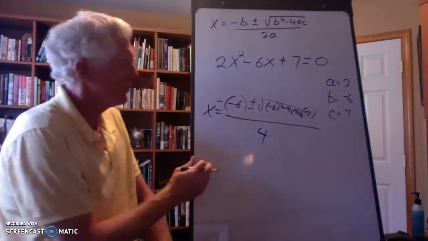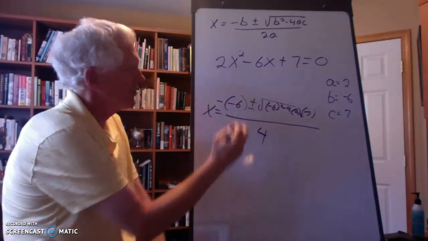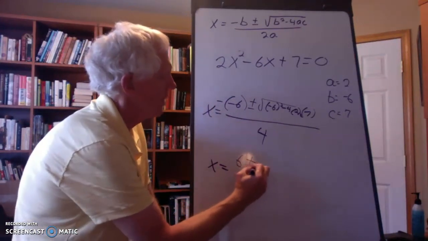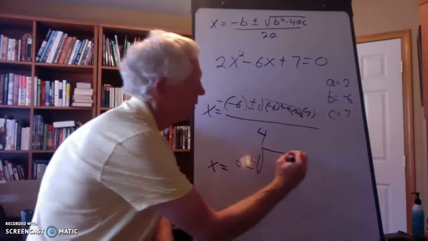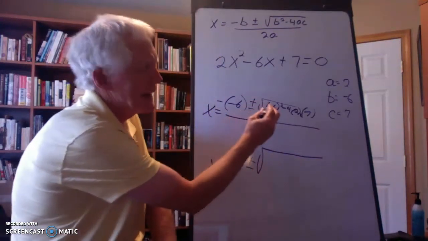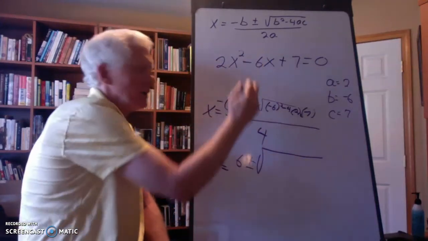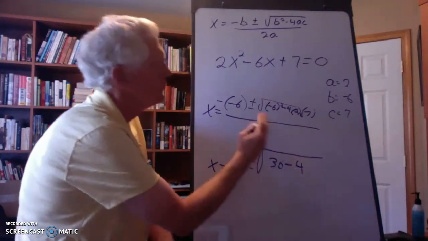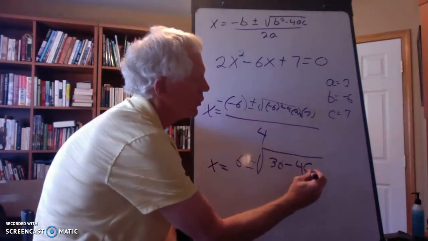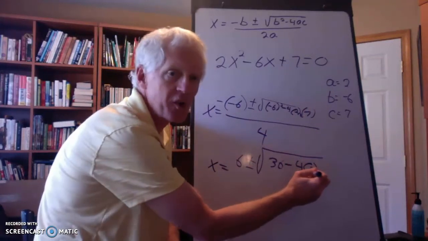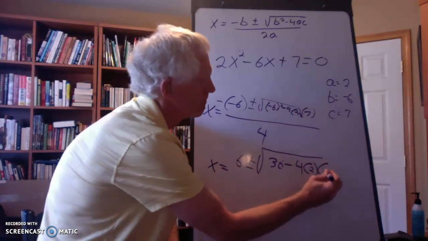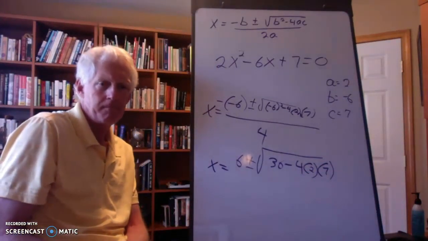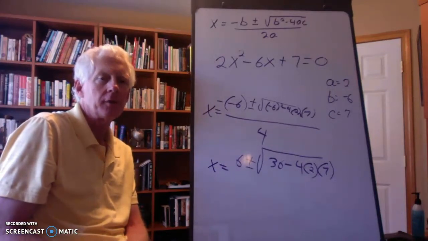Okay, so let's evaluate. A negative negative 6 will be x is going to equal 6, that's a positive, plus or minus. So here we go with our discriminant. Negative 6 squared, b squared, is 36, minus 4 times 2 times 7. 4 times 2 is 8. 8 times 7 is 56.